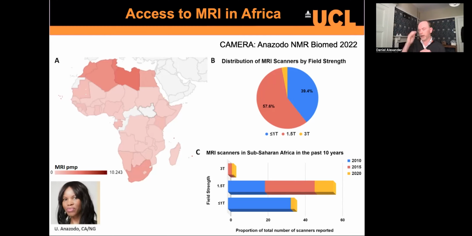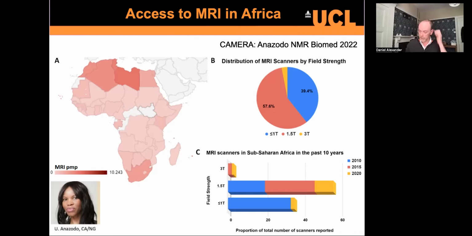You can contrast that with the figure in, say, Western Europe, where that figure is well in excess of 10 scanners per million people. And even further than that, the scanners that are available are typically 1980s technology, much older, less powerful machines than those that are commonplace here in higher income countries.